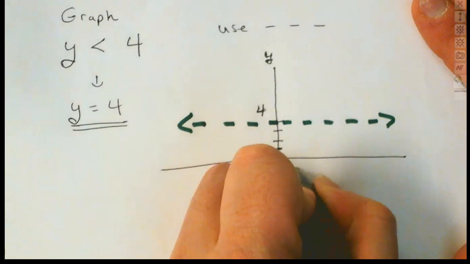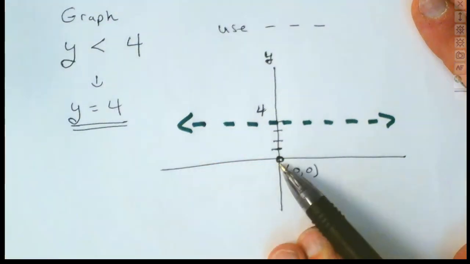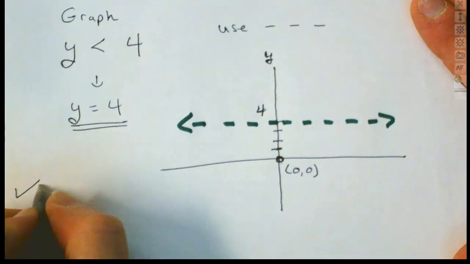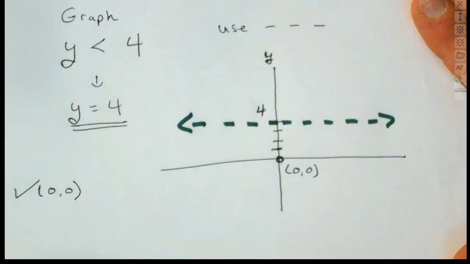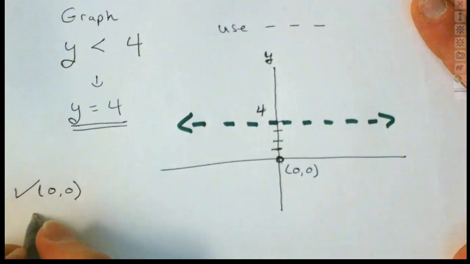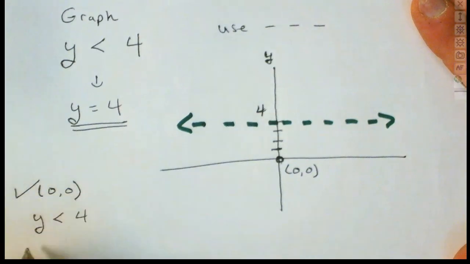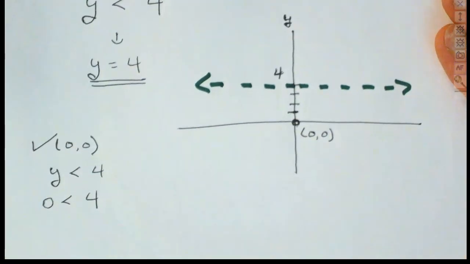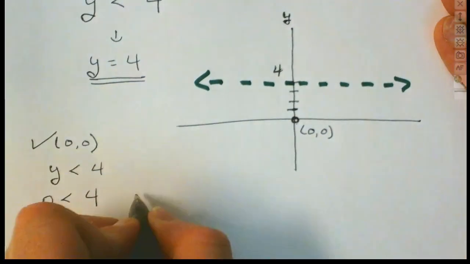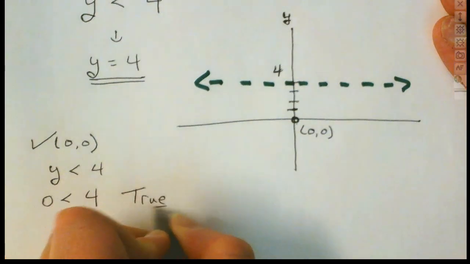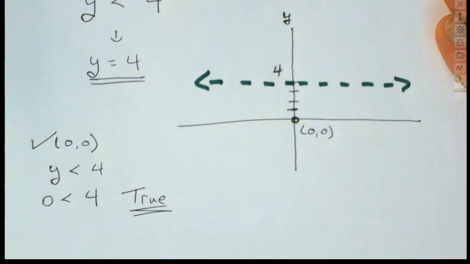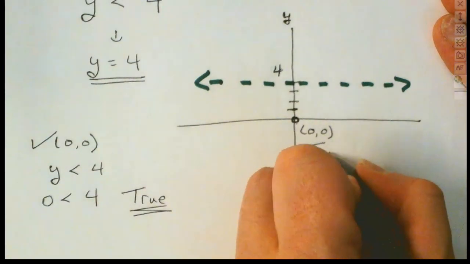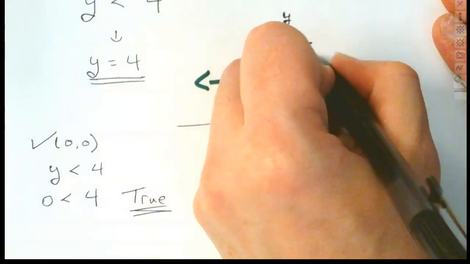Now, what are we going to check? 0, 0 again. 0, 0 is clearly down below. And we're going to check that in y is less than 4. Is 0 less than 4? Yep, 0 is smaller than 4. So again, this would be true. That means this half is true. This half would be false.